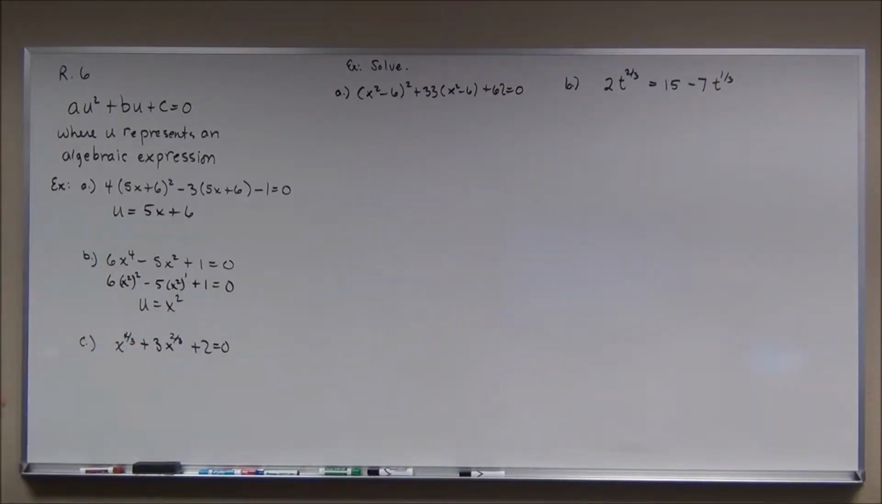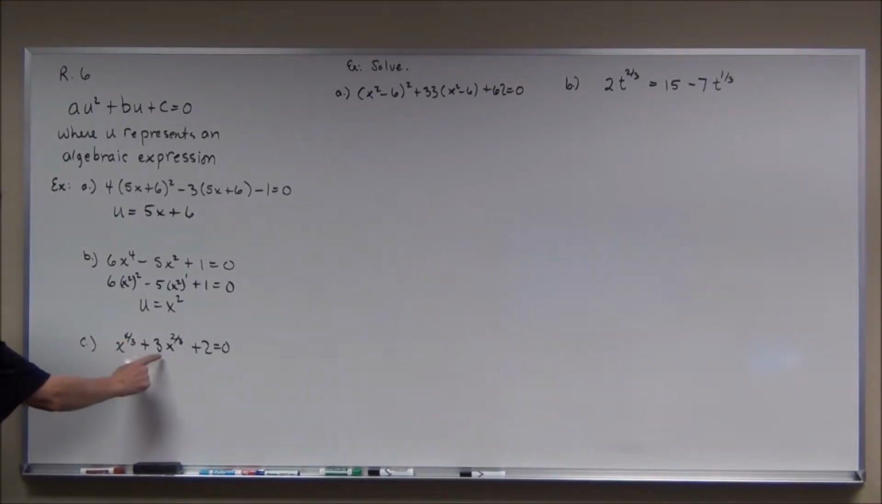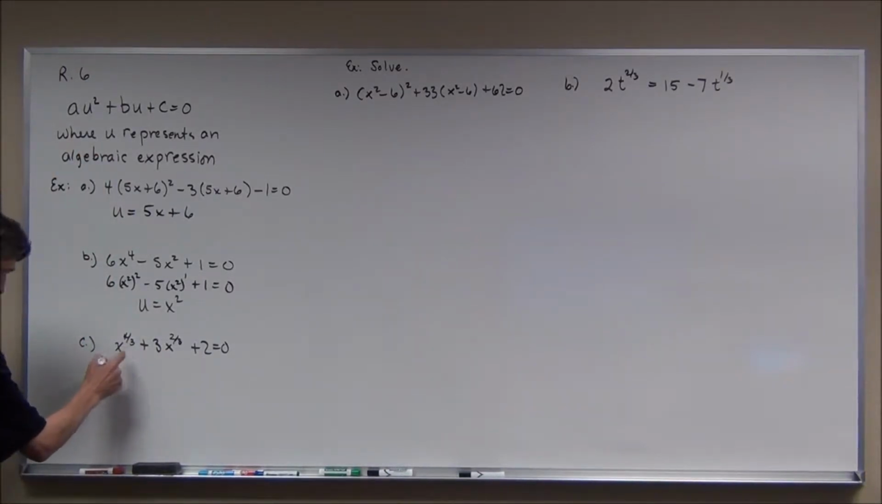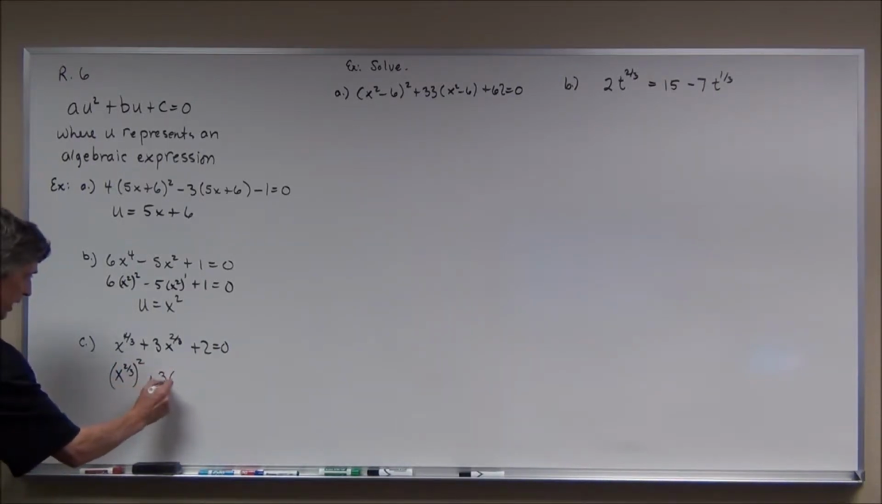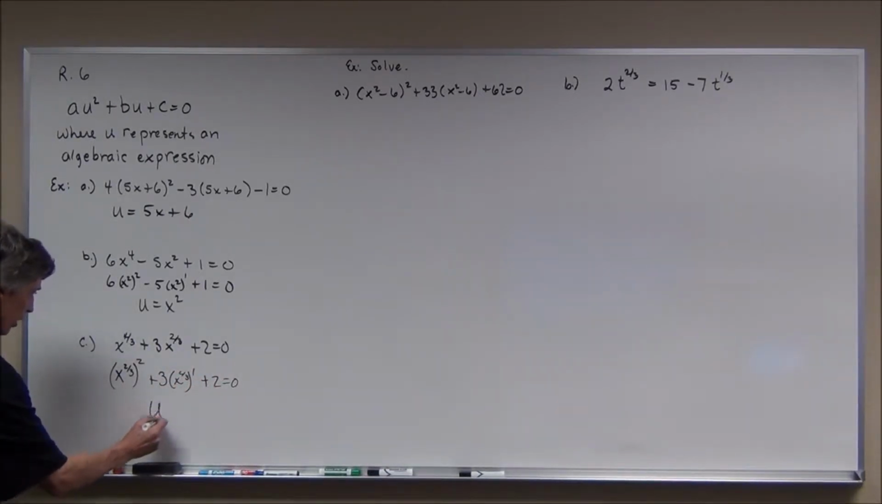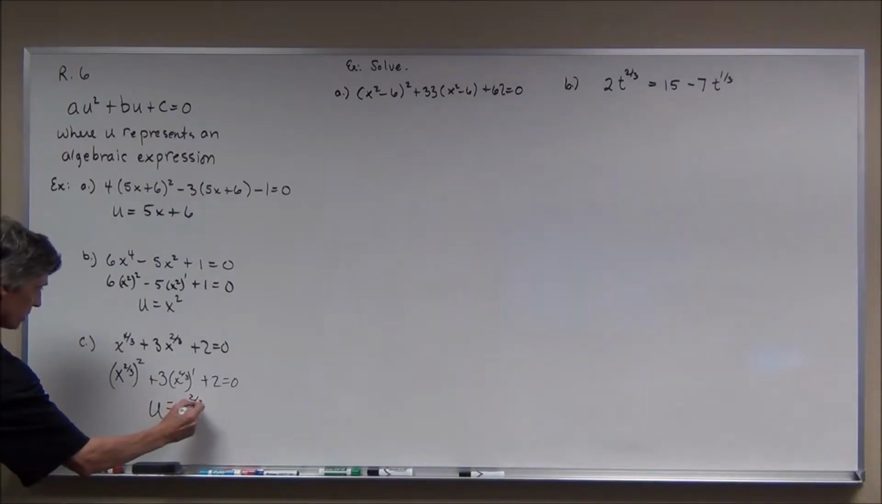Down here, I also have the variable x, but raised to a power. The first term is x to the 4 thirds. The second one is x to the 2 thirds. This still has that look because x to the 4 thirds is x to the 2 thirds squared plus 3 times x to the 2 thirds to the first plus our constant term equals 0. So u is x to the 2 thirds.